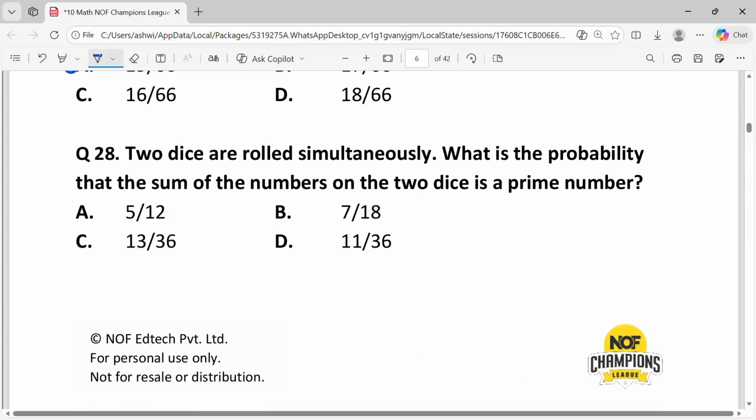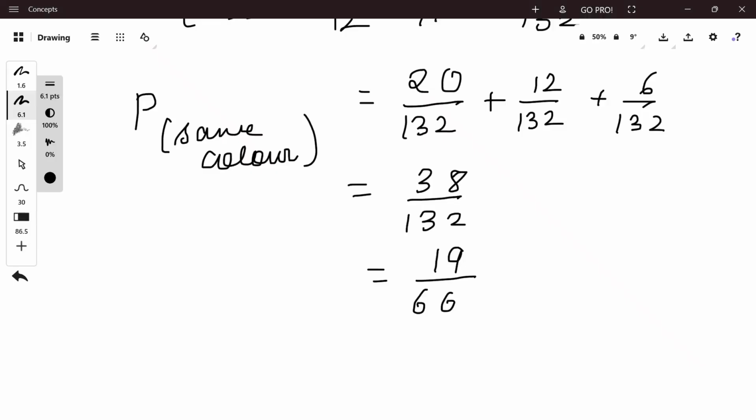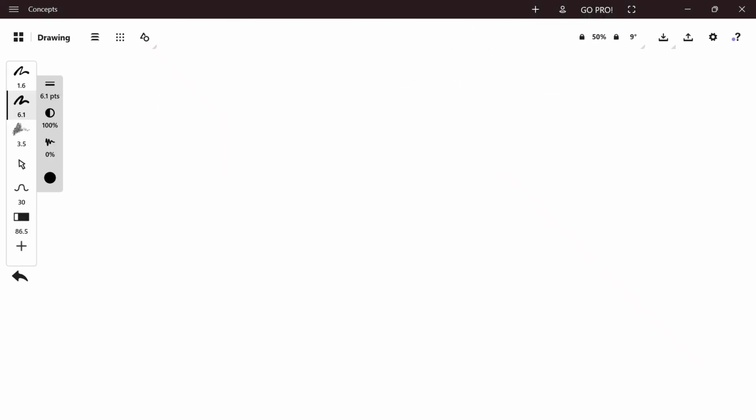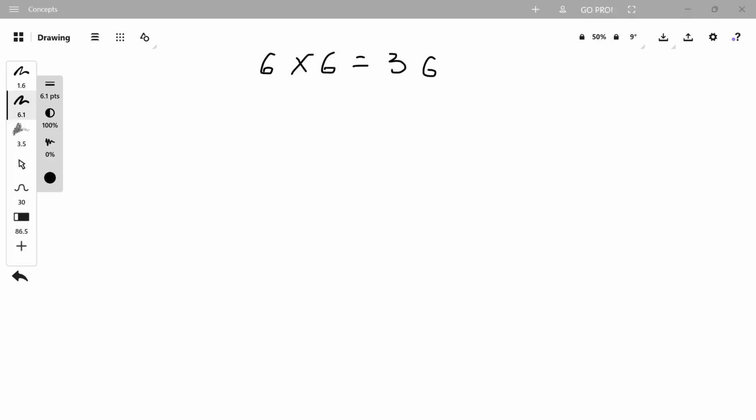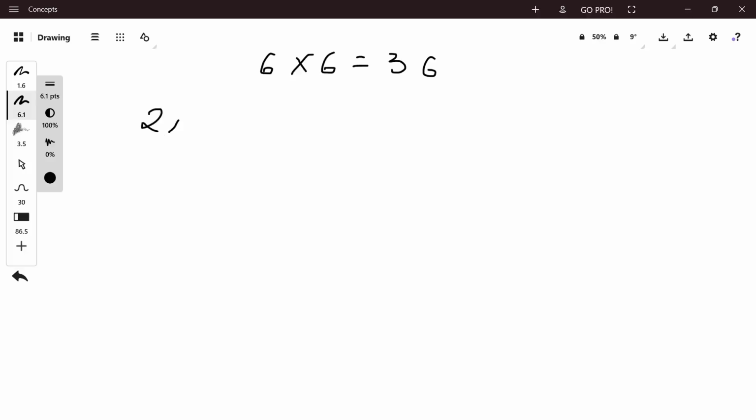Question 28. Two dice are rolled simultaneously. What is the probability that the sum of the numbers on the two dice is a prime number? When two dice are rolled, there are 6 into 6, that is 36 possible outcomes. The possible sum ranges from 2 to 12. The prime numbers in this range are 2, 3, 5, 7 and 11.